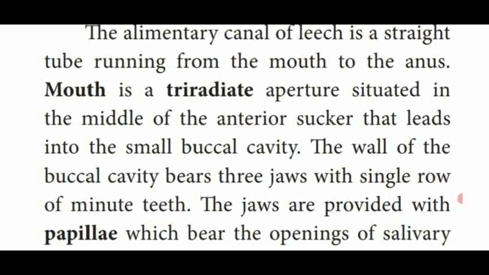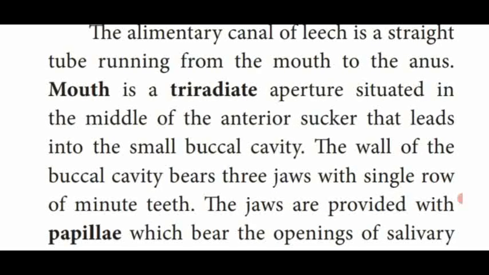The mouth is a triradiate aperture. Aperture means opening. Triradiate means one small circle where you draw three radii from the center towards the margin. That is said to be a triradiate aperture situated in the middle of the anterior sucker, and it also leads to the small buccal cavity.